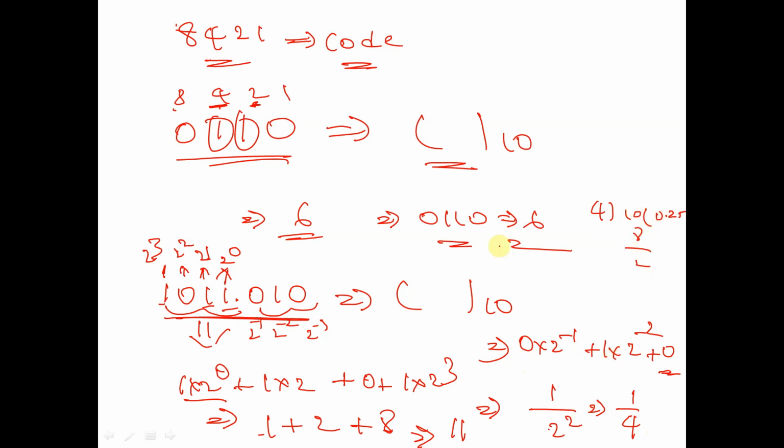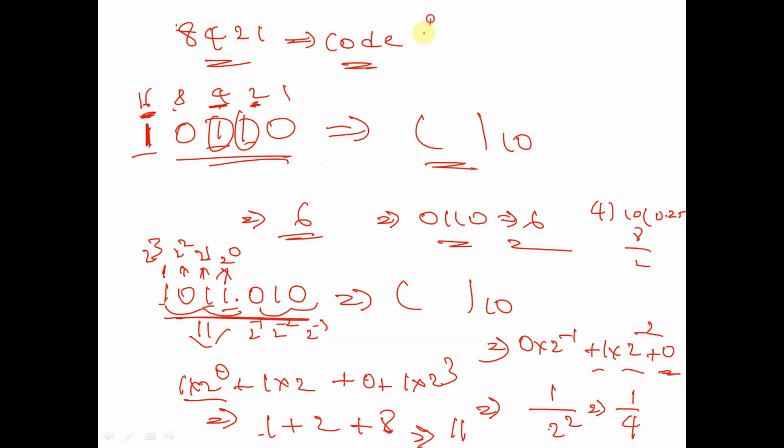If we have another bit, then we will take here 16. So if we have a fractional part, then it is equal to 1 into 2 power minus 2, that is 1 by 4, 0.25.